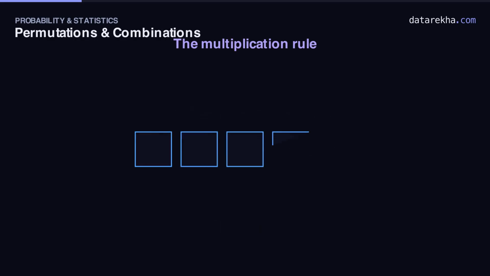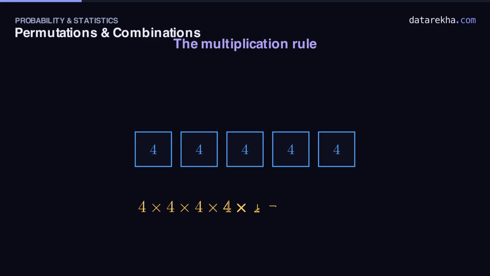The power really shows when the slots repeat. Take a short quiz with 5 questions, each having 4 options. That's 5 slots, 4 choices in every one. 4 multiplied by itself 5 times is 4 to the 5th. 1024 different answer sheets from just 5 little questions.